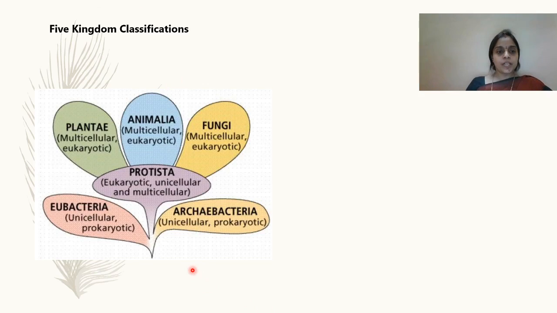Five kingdom classification. Students, you are aware of this from your 8th standard. It is like this. Now, we have eubacteria and archaebacteria, which are under Monera. Archaebacteria are unicellular prokaryotic, and eubacteria are also unicellular prokaryotic. And we have Protista. Then fungi, multicellular eukaryotic, then Plantae and Animalia.